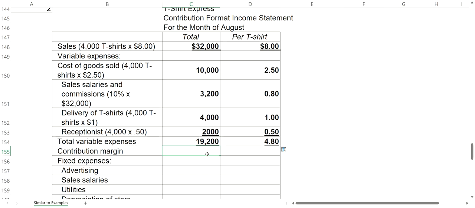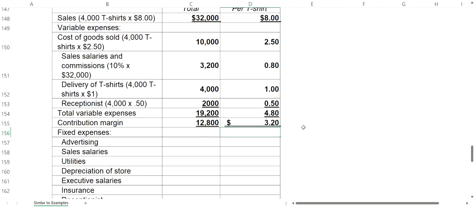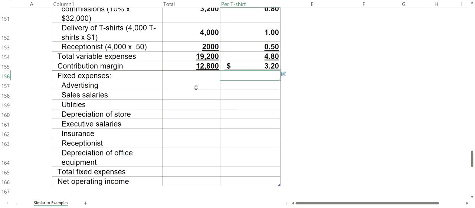Now instead of gross margin, because we're subtracting out variable expenses, we call this contribution margin. So I will take sales of $32,000 minus my total variable expenses of $19,200, and that gives me contribution margin of $12,800. I'll do the same per unit. I'll take the selling price per unit of $8 minus the variable cost per unit of $4.80, and that gives me $3.20. Now I will list the rest of my given fixed cost.